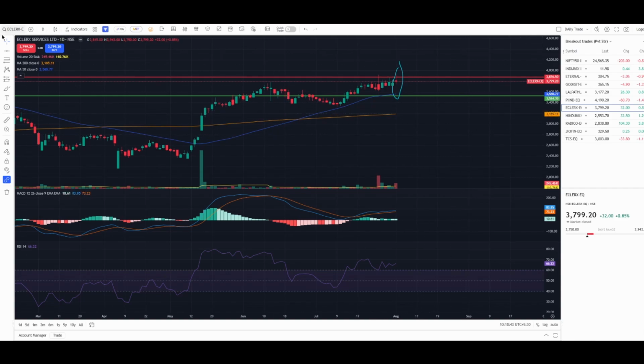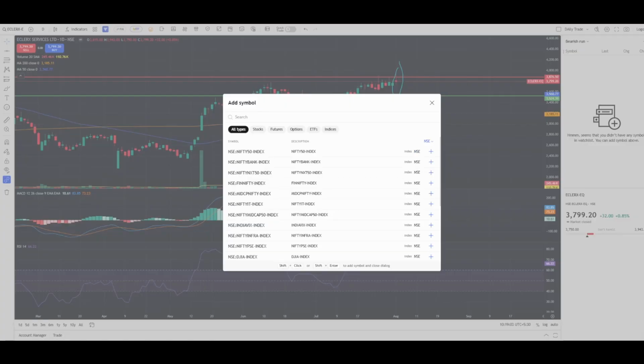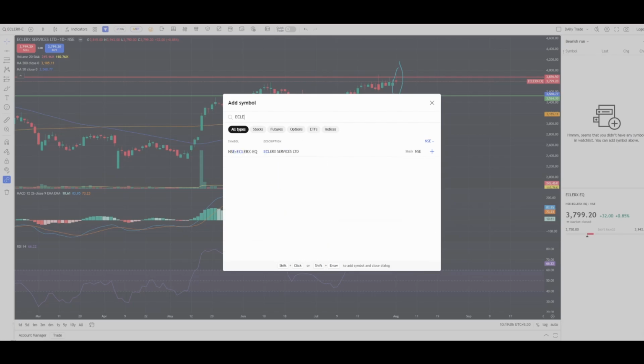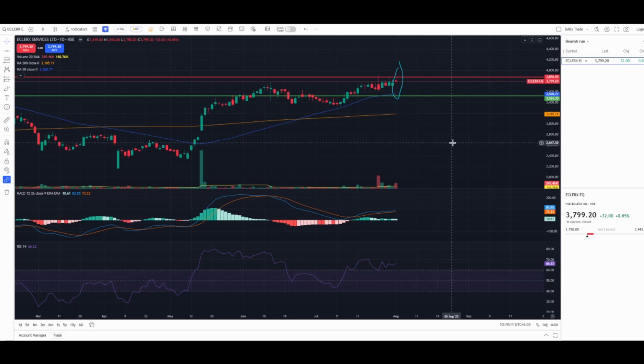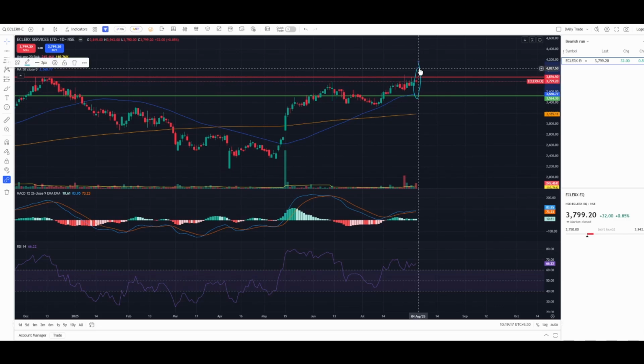Hmm. Okay, so what I'll do is that I will similarly create a new list, bearish run. Okay, and here I will add this stock. Okay, let's gear up for the fall. I'll keep this thing marked only.